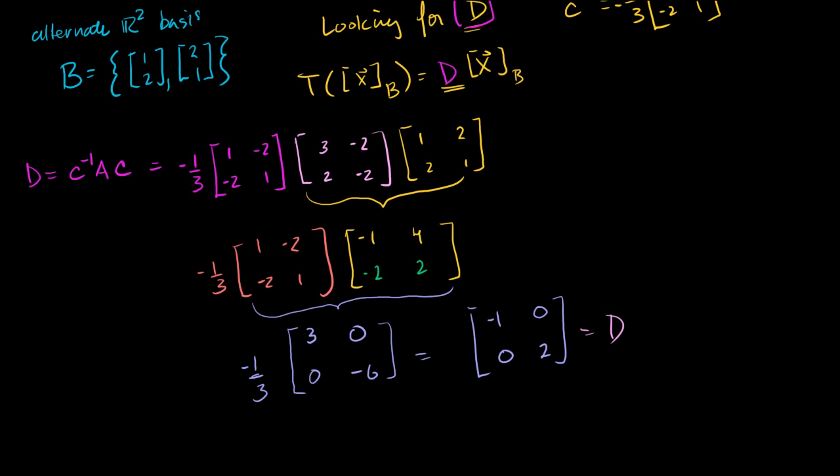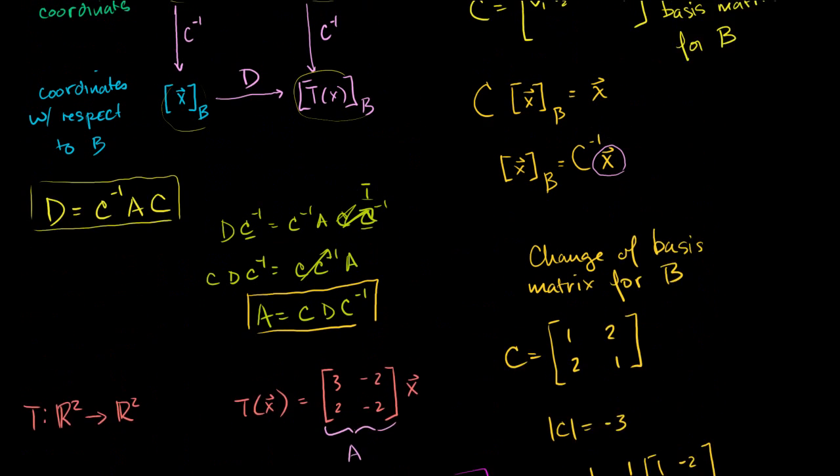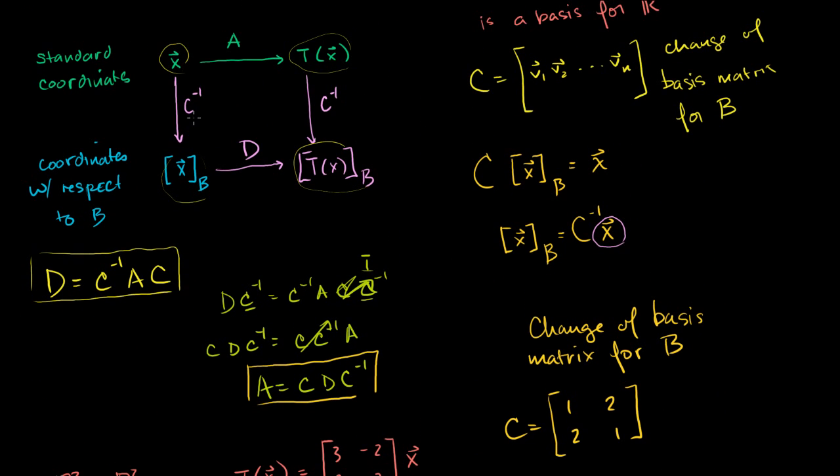We can actually take some vectors x, apply the change of coordinates to get to this, and then apply D, and then maybe we could go up that way, multiply by C to get the transformation. It's going to be equivalent to A. I'll do that in the next video.